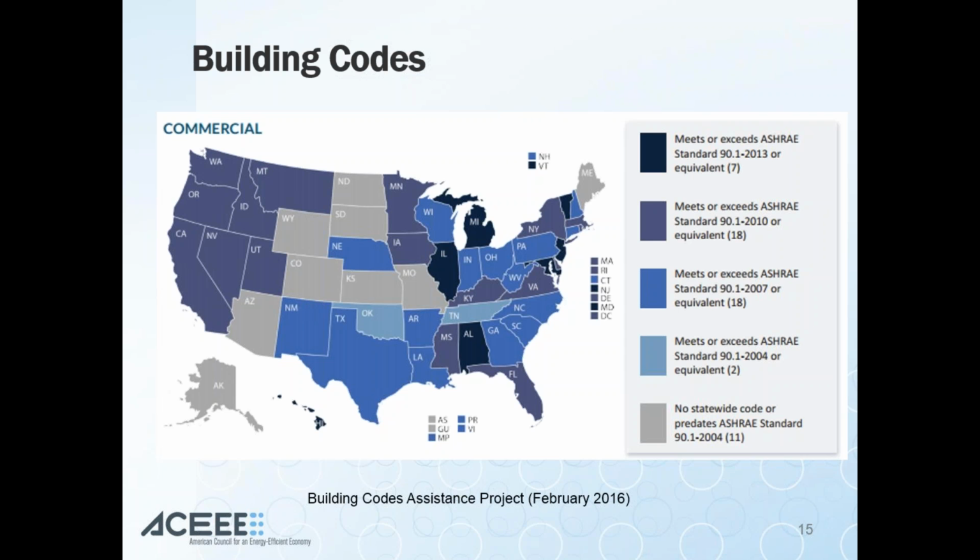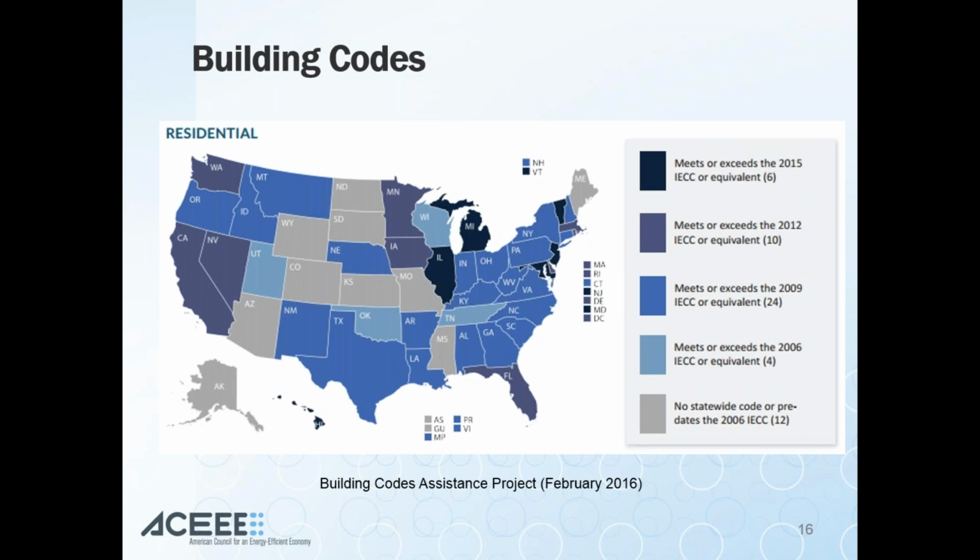Another thing that states should be looking at is building codes. So here is an image from the Building Codes Assistance Project showing state adoption of commercial building energy codes. As states update building energy codes, they might consider including those increased savings through building energy codes in their compliance plans.